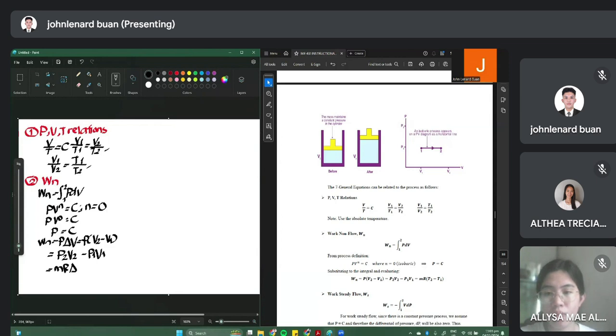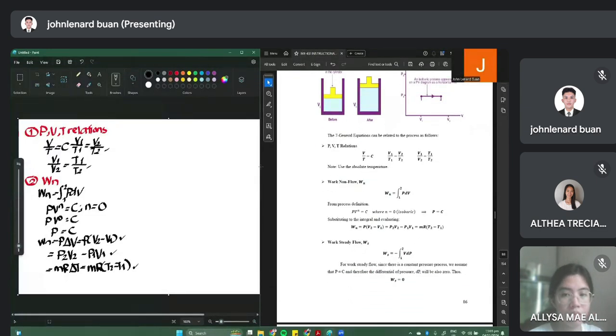mR delta T. Can you still recall? Which is also equal to mR(T2 minus T1). So 2 means final and 1 means the initial. So that's how you derive. These three equations can be used in solving the work non-flow under isobaric process. Nagkakaintindihan po tayo?